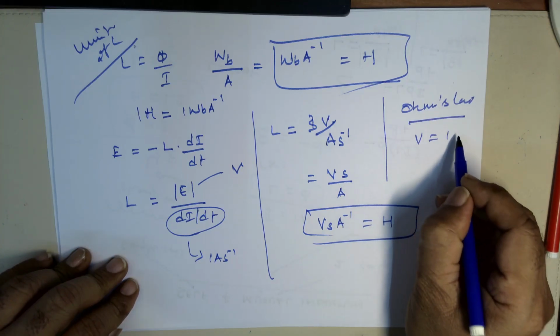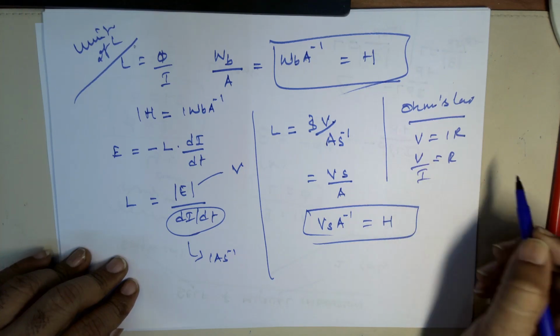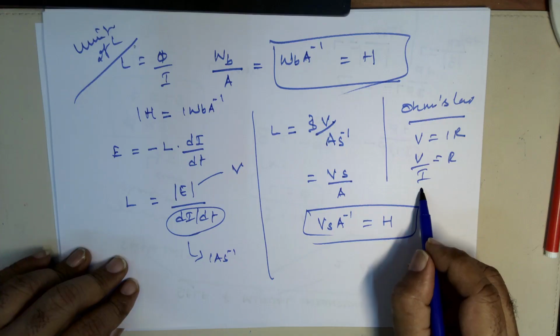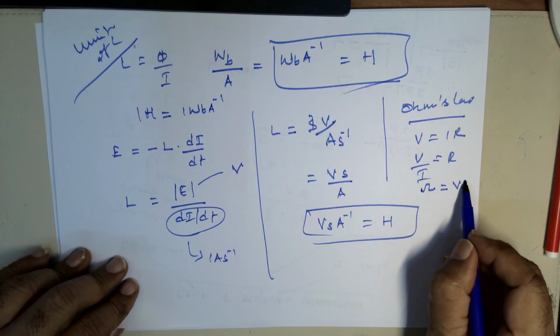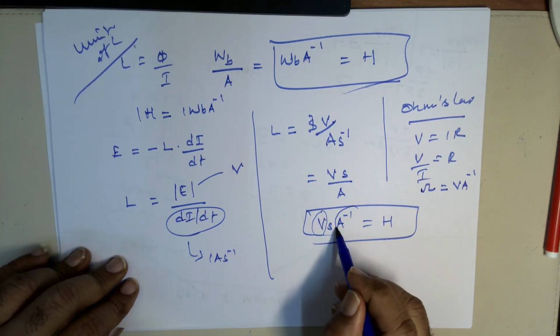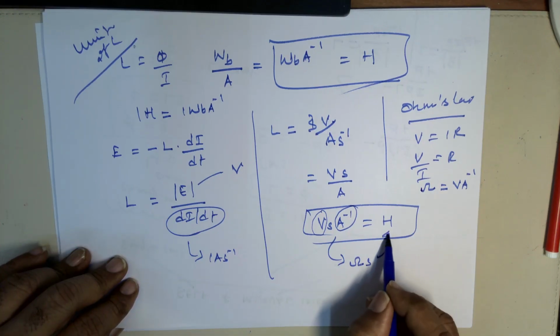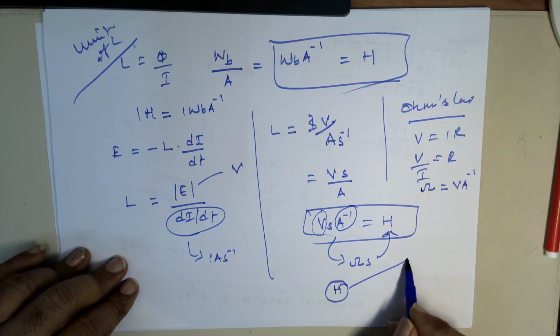V is equal to IR and R is equal to V by I. So volt per ampere. So 1 ohm, that is omega, is equal to volt per ampere. So you can take this volt per ampere as ohm. So you can call it ohm, that is omega second. That is also Henry. So it means a Henry can have three possible units.